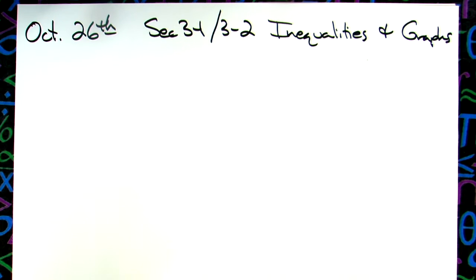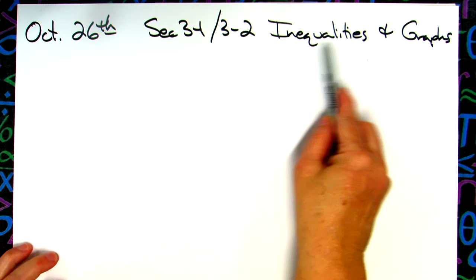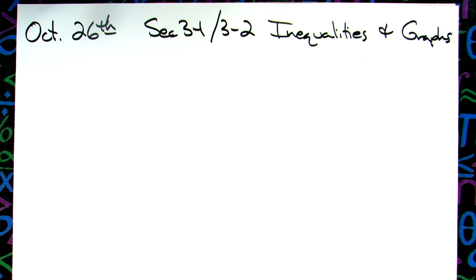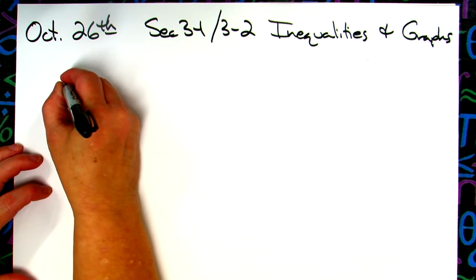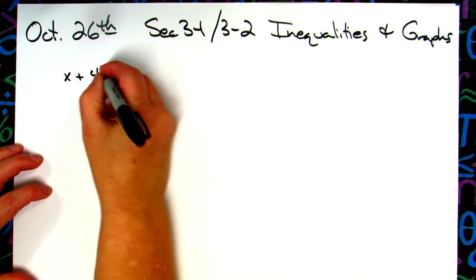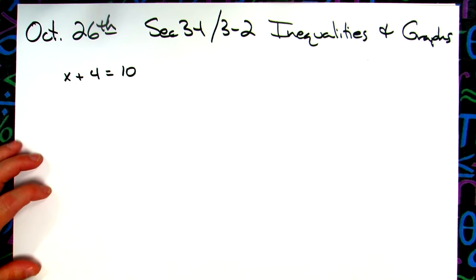If you can solve an equation, you can solve an inequality because they're the exact same thing. The only difference is it's going to have an inequality symbol instead of an equal sign. One thing that we didn't do when we solved the equations, let's go back and look at our equations. We had like x plus 4 equals 10. And then what did we do?